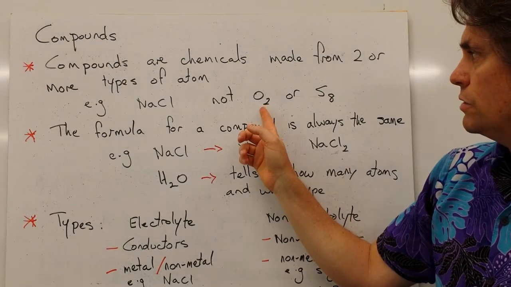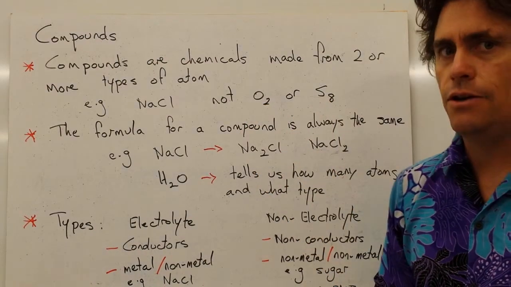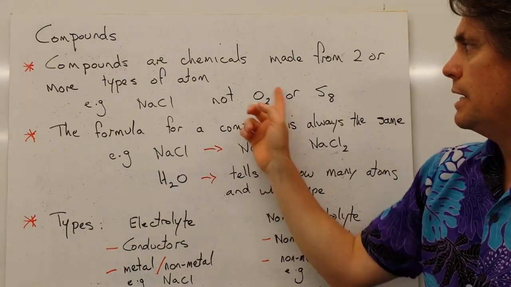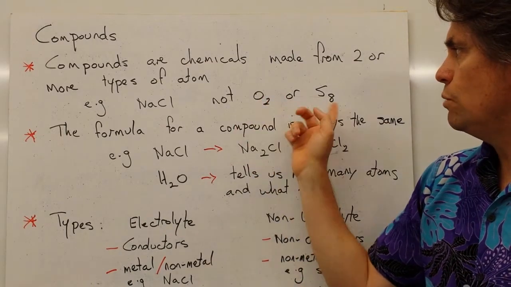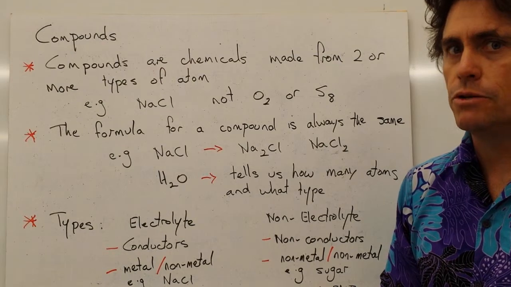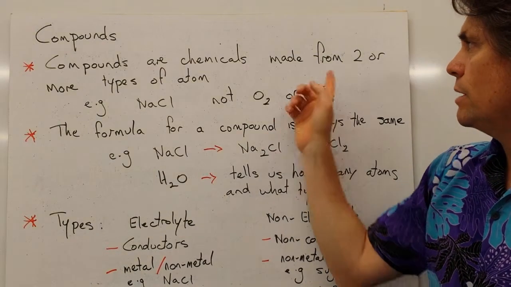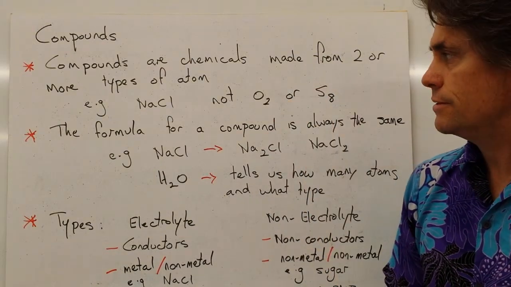On the other hand, oxygen and sulfur are not compounds because they contain only one type of atom. So oxygen and sulfur would both be molecules, but because they contain only one type of atom, they're not compounds.